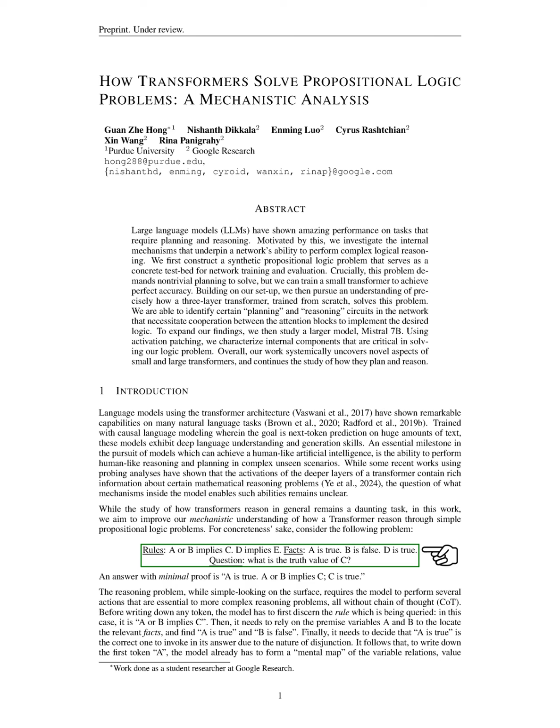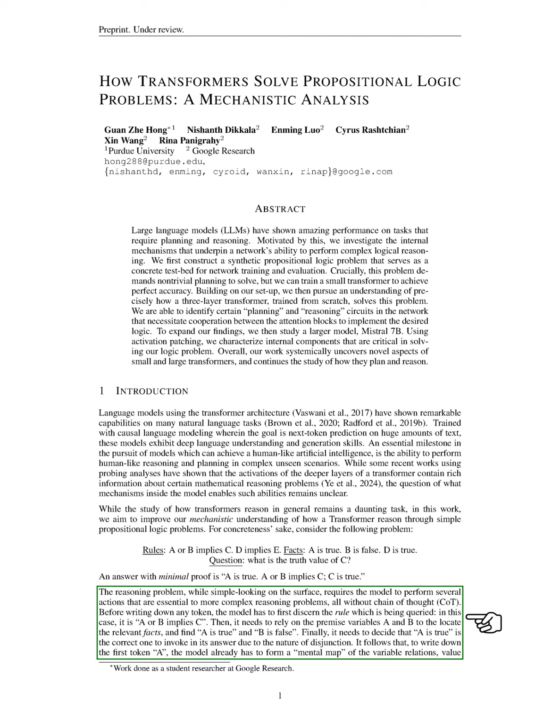To illustrate, consider this problem. If A or B implies C, and D implies E, with A being true, B being false, and D being true, what is the truth value of C? A minimal proof would be: A is true. A or B implies C, therefore, C is true.